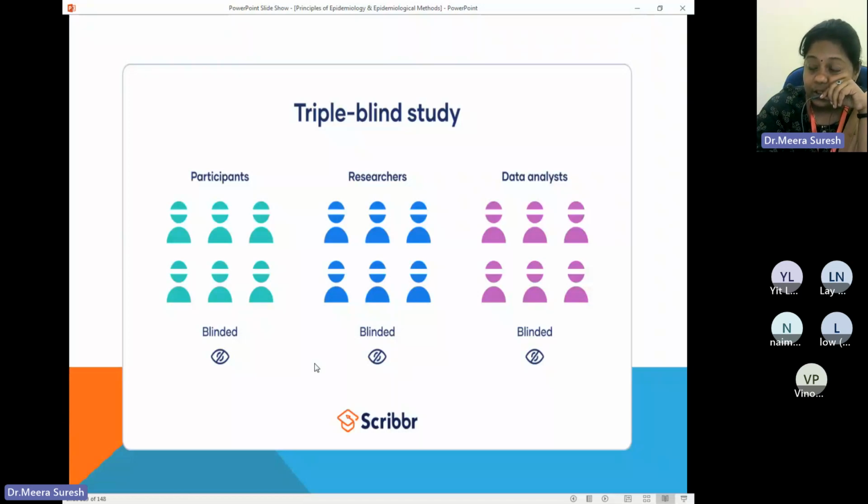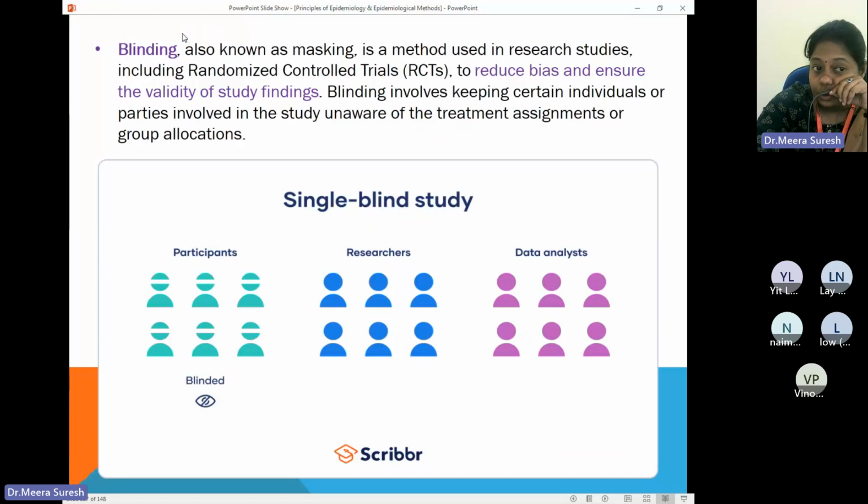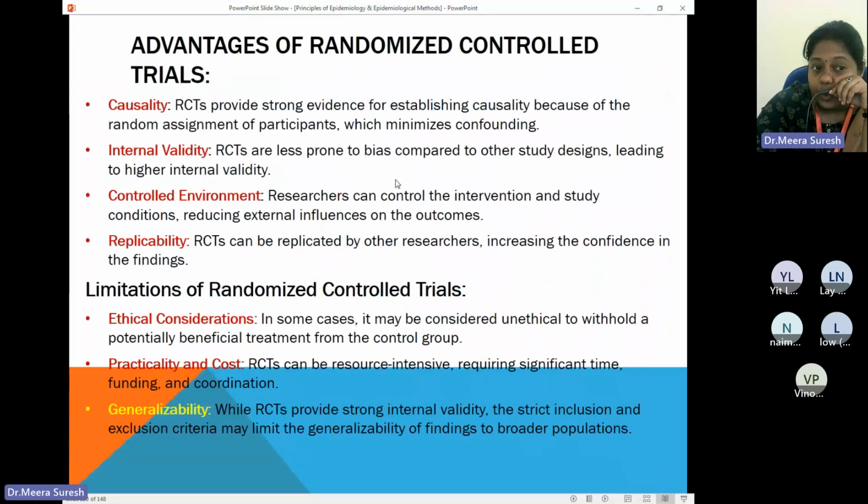They also don't know which group has been assigned, whether it is medicine or not. If we do that, that is a triple blind study. The basic idea of doing this blinding is to reduce bias and ensure the validity of the study findings. So what are the advantages? We get causality. We are going to prove whether the exposure is actually related to the outcome, which means if the exposure is there, there should be an outcome.